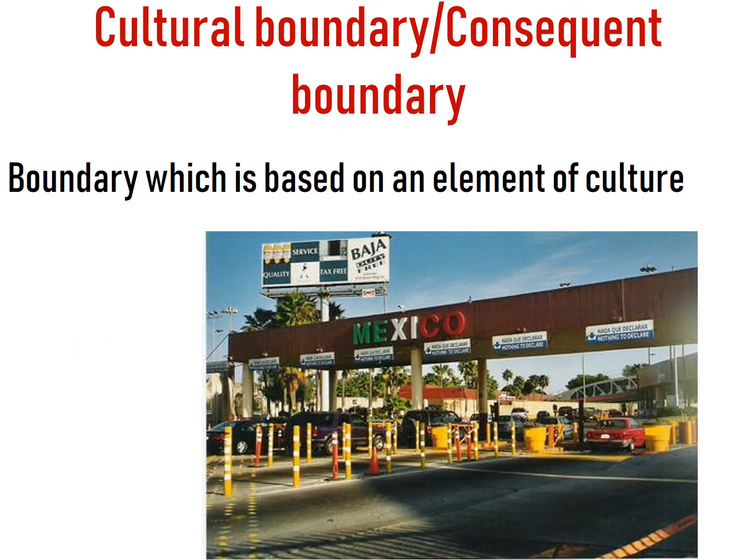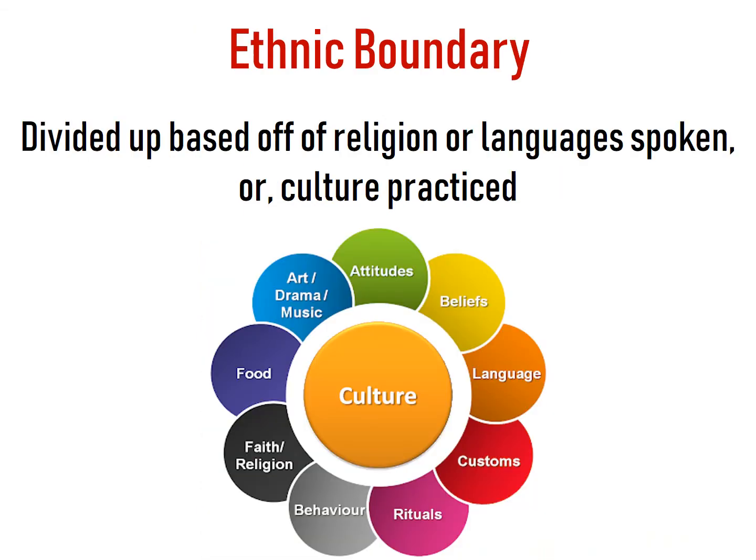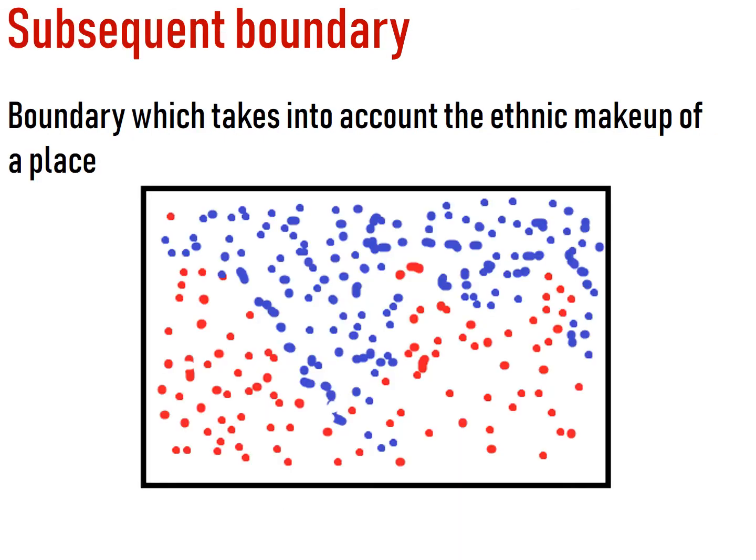And then we have cultural boundaries, right? Those based on an element of culture. So I'm going to spend the next couple minutes breaking down all the different types of cultural boundaries. So first off, our ethnic boundaries. Guys, this is when ethnicity is going to be involved. Religion, language, culture practiced, all these things that make up culture. So our first type is subsequent boundary, which takes into account the ethnic makeup of a place.